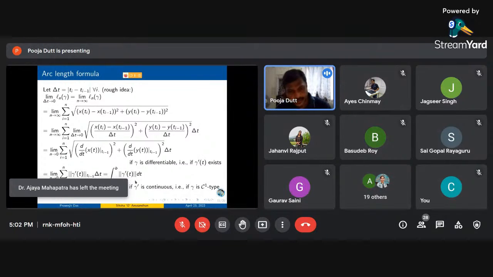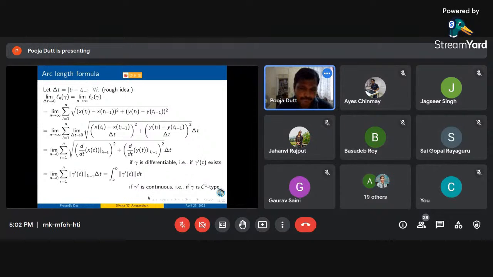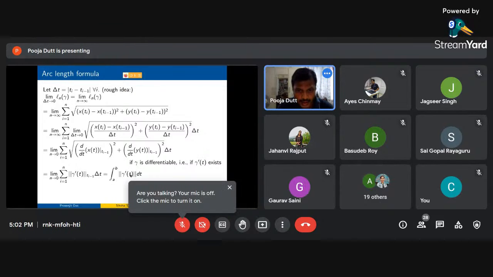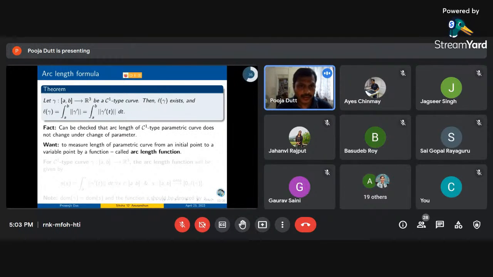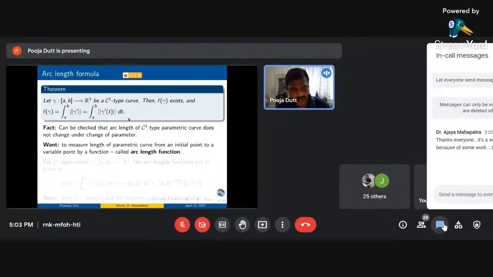So the theory tells you that if the curve you have taken is C1 type on the closed interval AB, then one can find its length, and the formula is exactly this: the integral from a to b of the norm of gamma prime t dt. So that's the theorem. One can check that if you change the parameter, the length, the way we have calculated it, is not affected. It is the same.